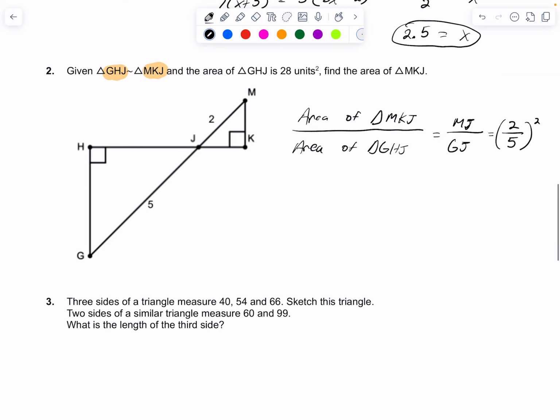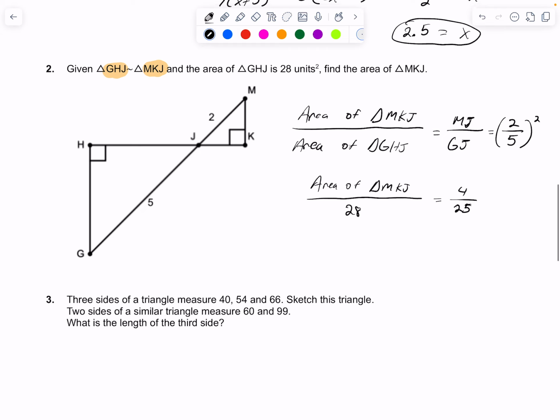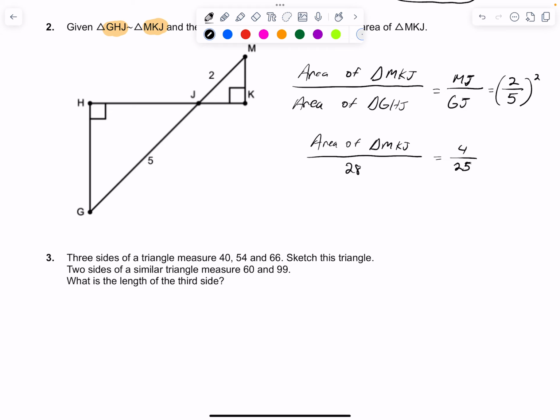So what I'm going to do is I am going to write down the area of triangle MKJ over, we know this area is 28 squared units, and that's going to be equal to 2/5 squared, which is going to be 4/25. All right? So now I'm just going to do my same thing I did in the first question. I have a proportion. I'm going to get cross products. So 25 times, I'm just going to label this question mark. So this right here is my unknown, all right, is equal to 28 times 4.